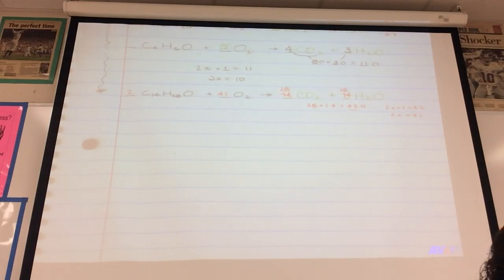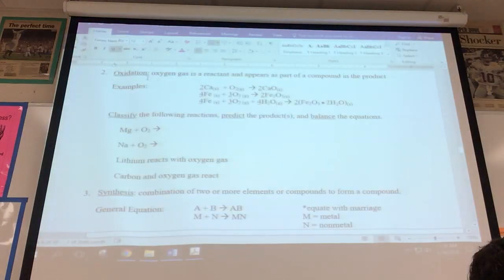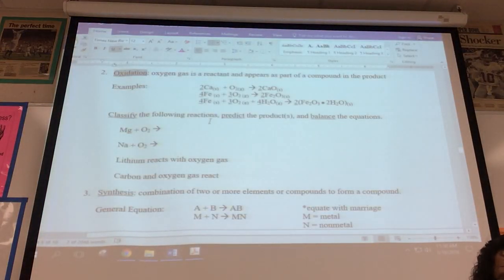All right. The second class of reactions is oxidation. Oxidation is similar to combustion in that one of the reactants is oxygen gas, O2. Combustion is a form of oxidation, but it's a specific type, so we classify it as combustion. Oxidation reactions can be very simple, as shown in the first two, or they can be more complex, as shown in the third. I wouldn't ask you to predict the products of these three reactants here. That would be too difficult to do.